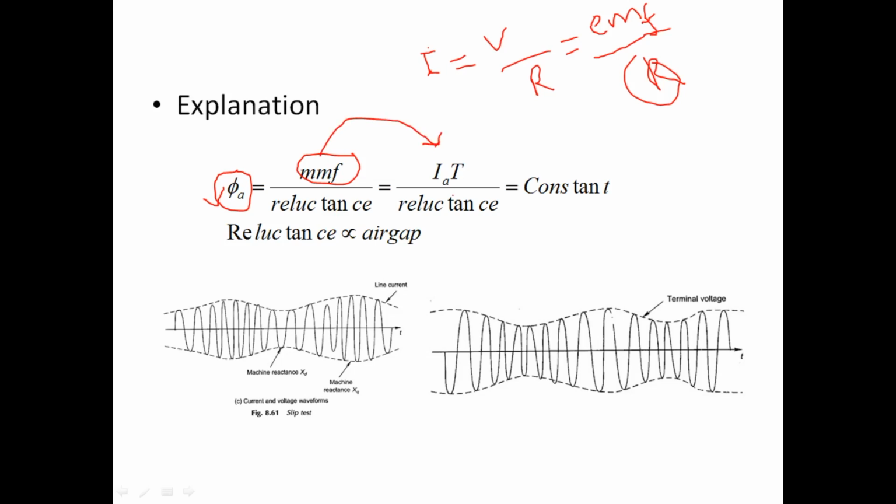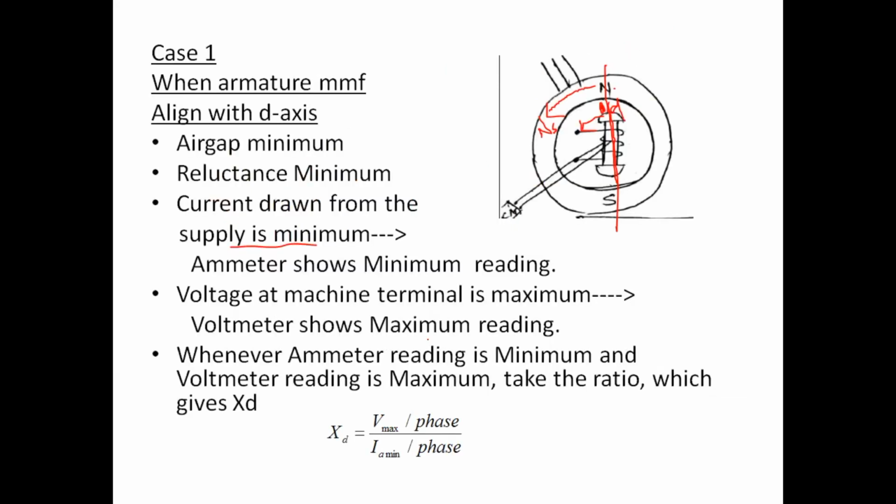So what is MMF? MMF means ampere turns, that is the current which is producing this flux. So phi A is produced by Ia into the number of turns T, ampere turns divided by reluctance. This flux has to be kept constant. In case one, reluctance is less, so to keep this constant, Ia will be less. That is the point we are given here.